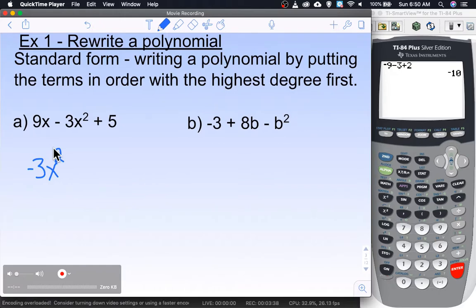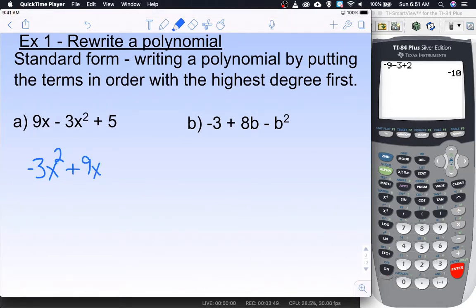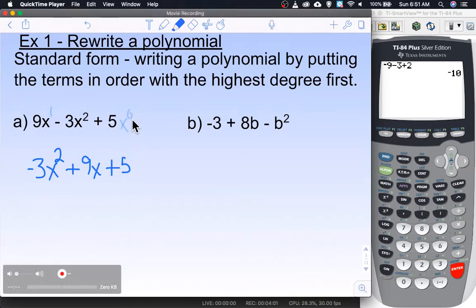Highest exponent first. So this is x to the second power. Then I would go down and have an x to the first power. Well, that's that +9x. Remember, he is to the first power. And then I'd go down to x to the 0th power. Technically, you could say he has an x to the 0th power. If you remember, anything to the power of 0 is 1. So I've got x to the second power, x to the first power, x to the 0th power. It's descending powers of the variable. The biggest exponent first, and you work your way down.